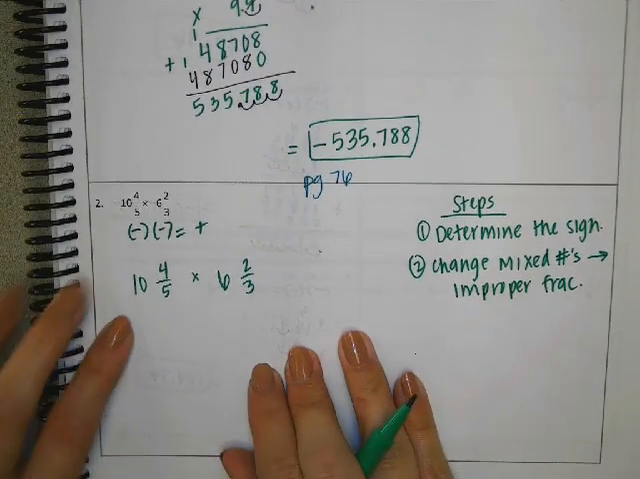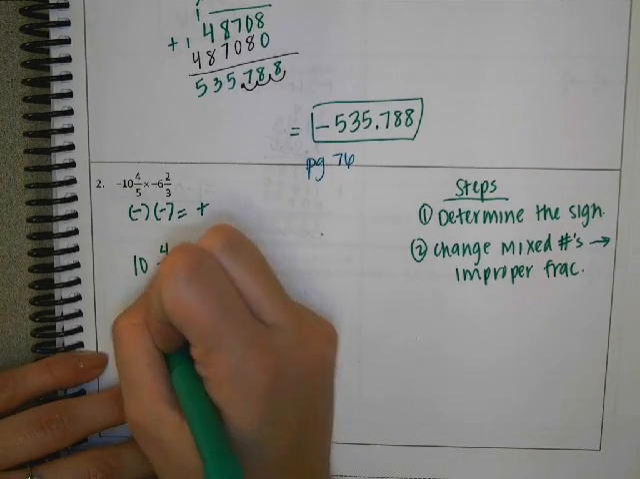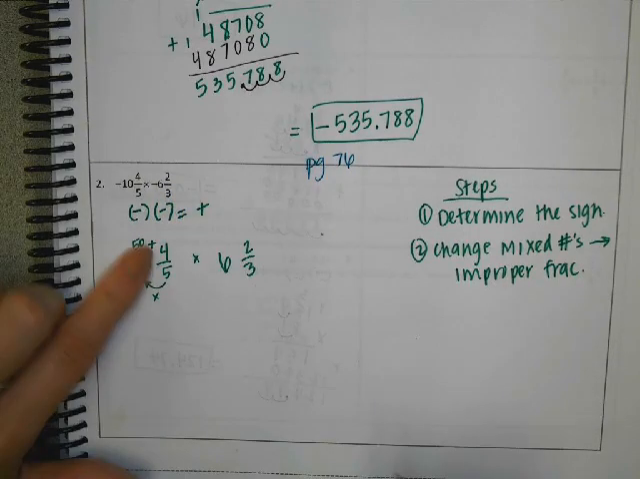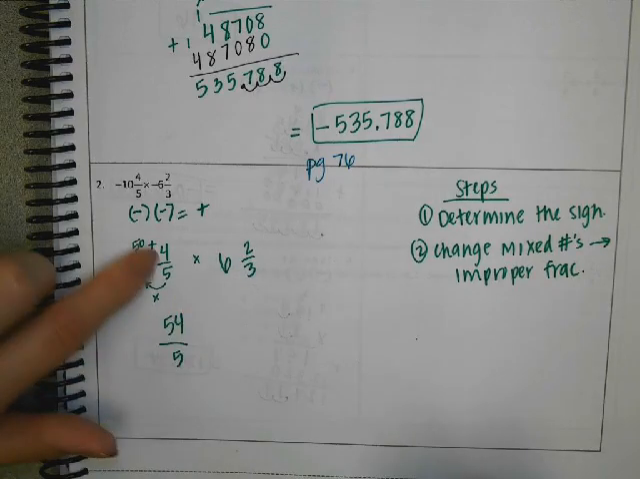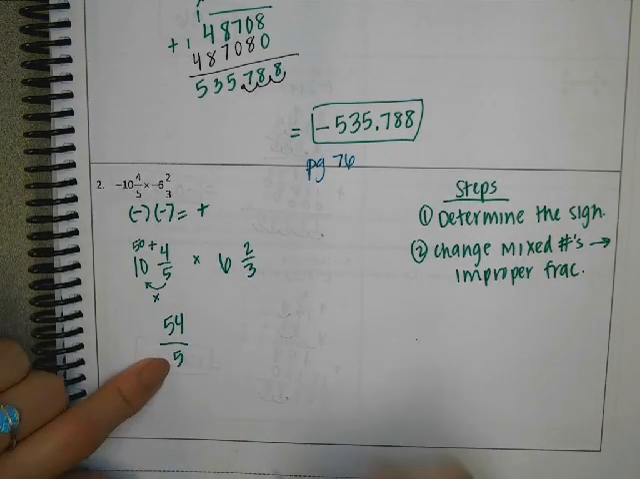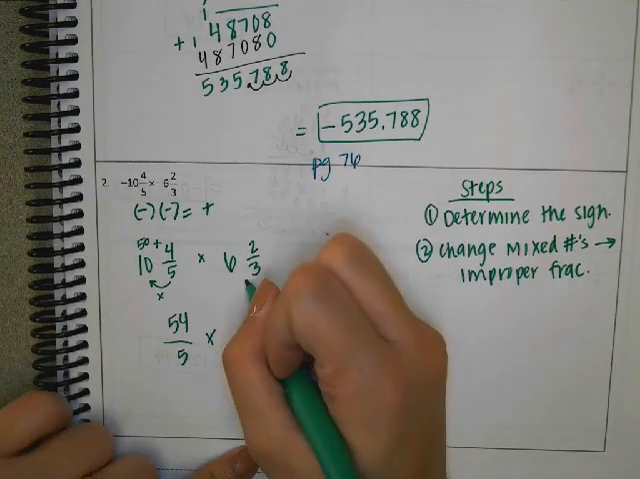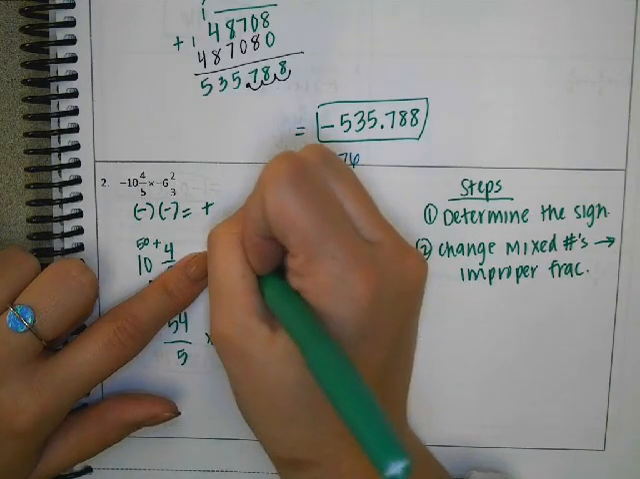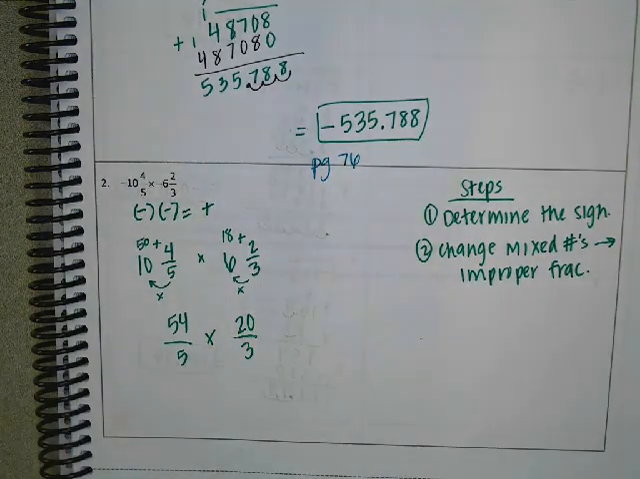So I'm going to change these mixed numbers into improper fractions. So I'm going to multiply denominator times the whole number to give me 50 and add 4. So 54 over 5, keep the same denominator. Denominator does not change. Then I'm going to again multiply denominator times whole number to give me 18 plus 2 is 20 over 3.